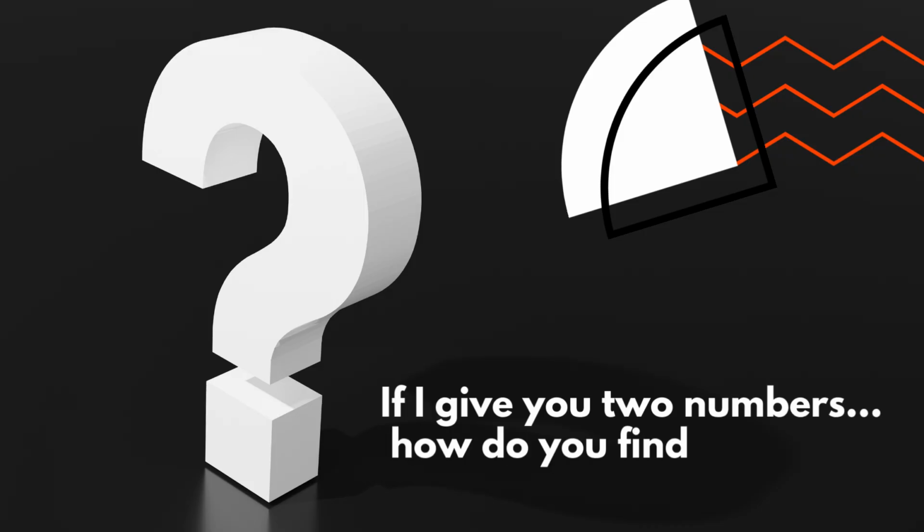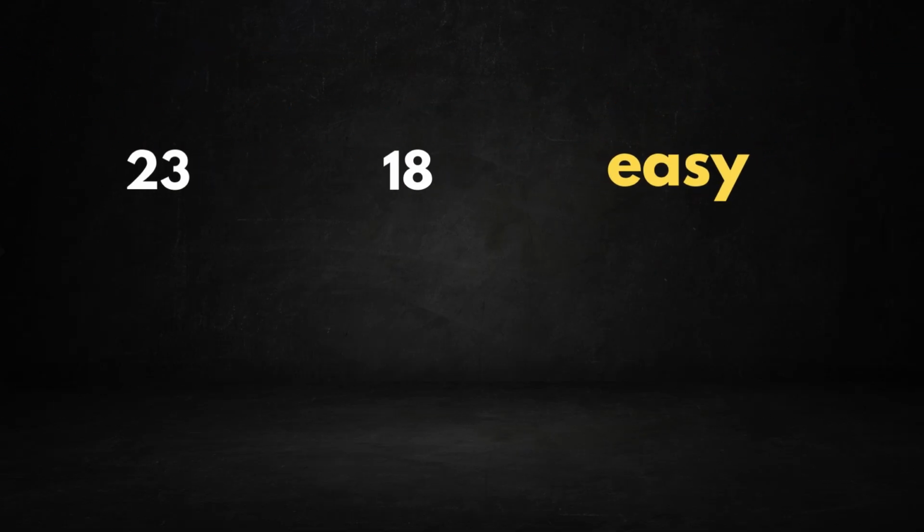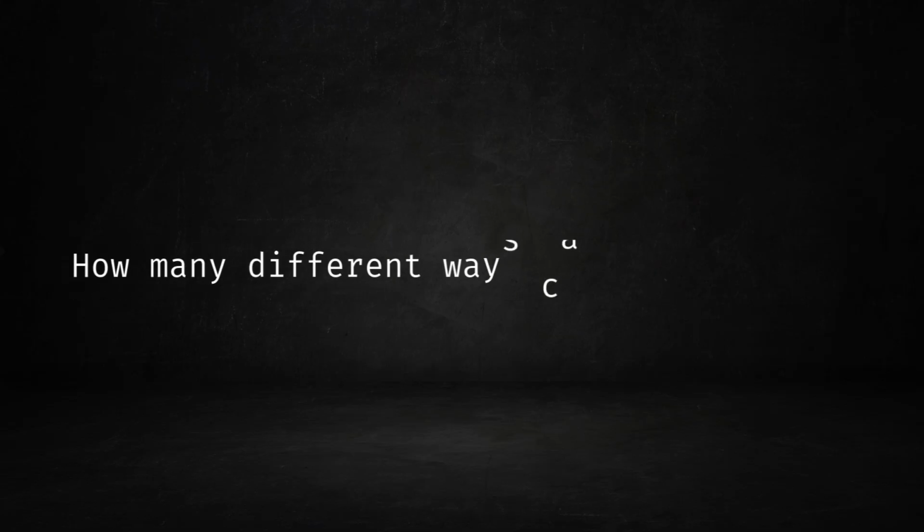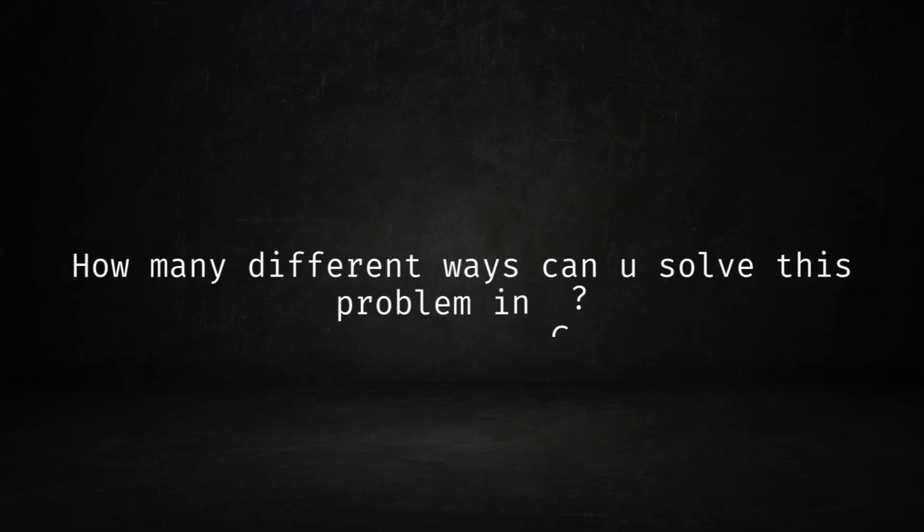Let me ask you a simple question. If I give you two numbers, how do you find the larger one? Easy, right? Now, what if I give you three numbers? Still easy? But here's the real question. How many different ways can you solve this problem in C?